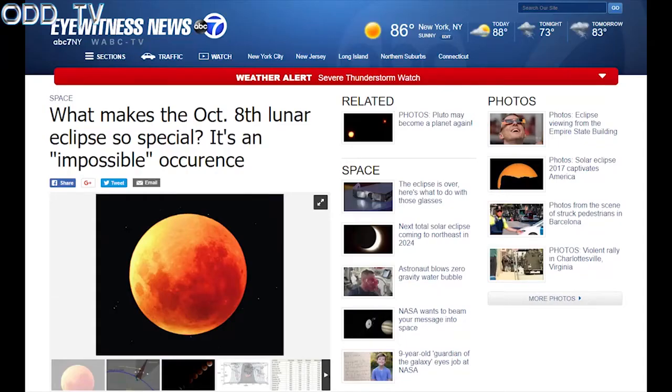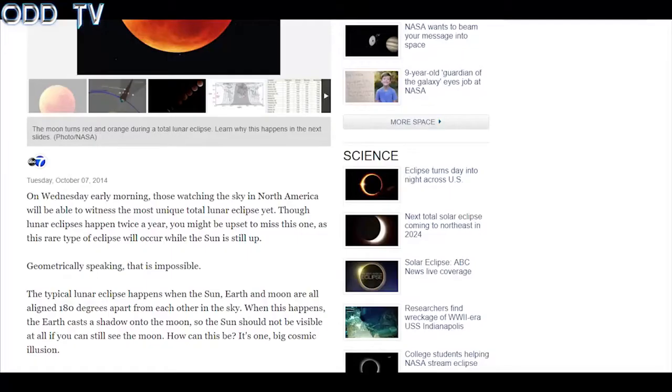There, I'll show you one right here. What makes October 8th lunar eclipse so special? It's an impossible occurrence. It says, on Wednesday early morning, those watching the sky in North America will be able to witness the most unique total lunar eclipse yet. Though lunar eclipses happen twice a year, you might be upset to miss this one, as this rare type of eclipse will occur while the sun is still up. Now, how is the Earth causing the shadow on the moon if the sun is still up above the horizon with the moon?